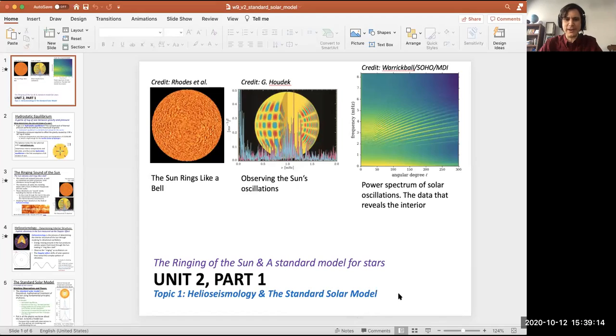So we're going to get deep down and actually look underneath the surface of the sun to start building our knowledge of how stars work. All right, sounds like a weighty task. I'm pretty excited about this one.